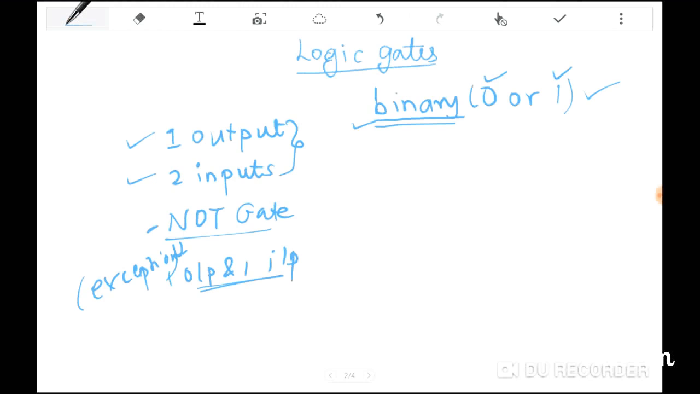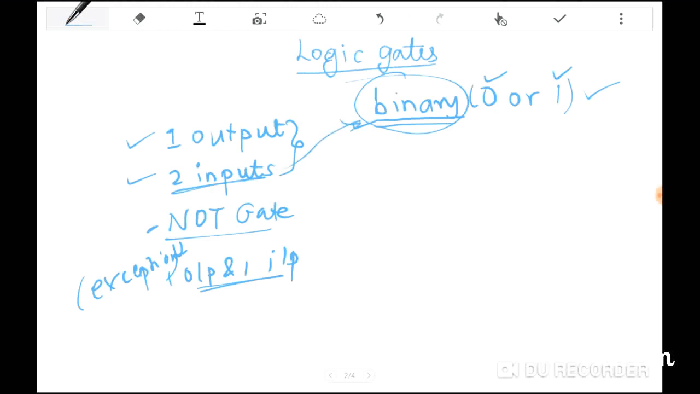So the inputs of the logic gates, let it be a NAND gate, an AND gate, an OR gate, an XOR gate, a NOR gate, or any gate, are designed to receive only the binary data, that is zeros and ones. So these two inputs will only receive the binary data.